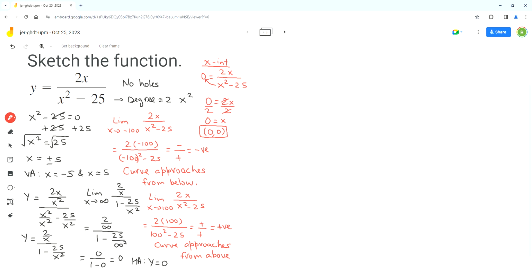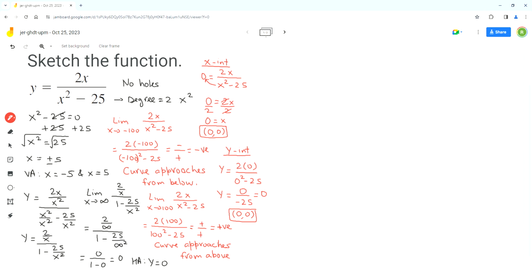Now we can find the y-intercept. And for y-intercept, we should sub in x as 0 in the given equation. Now we can simplify this expression. So the numerator becomes 0, and in the denominator we get negative 25. So we get 0. So the y-intercept is (0, 0). So this function has one x-intercept and one y-intercept.